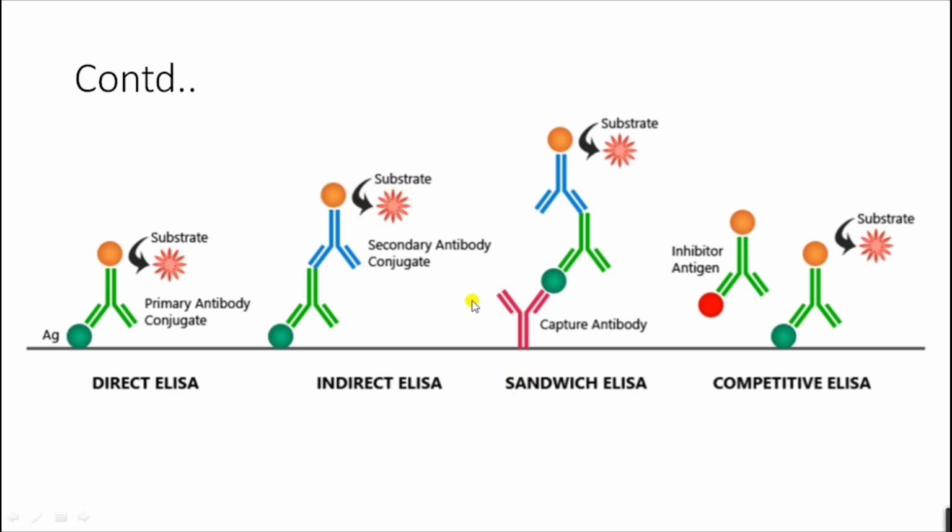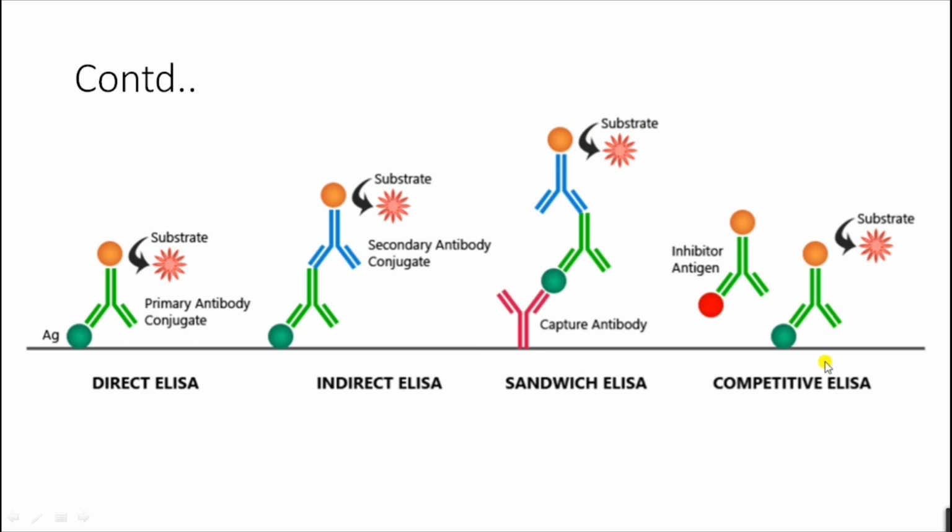Whereas in sandwich ELISA, you have a capture antibody, or a monoclonally raised antibody, which is pre-coated in the microtiter well. Then you add your antigen. This is also for detection of antigen. Then you add your primary antibody. Here the antigen is sandwiched in between these two antibodies, so it is called a sandwich ELISA. Next you add your enzyme conjugated antibody, which acts as an antibody to this antibody, followed by the addition of substrate which forms a colored end product.